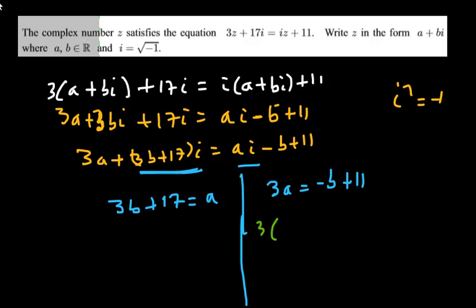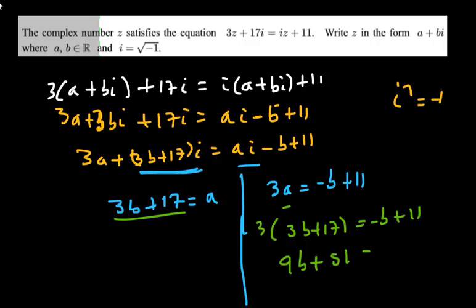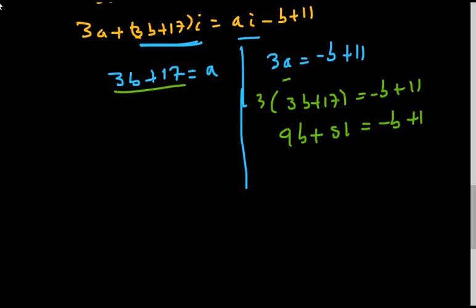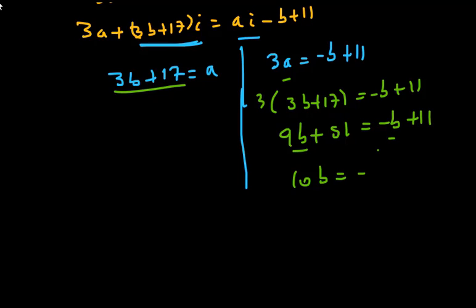So instead of this a, I'm going to substitute 3b plus 17 is equal to minus b plus 11, so that we can definitely get the value of b, which is 9b plus that goes to 51, I think, and minus b plus 11. When you combine like terms, the b becomes 10b because we add b on both sides. So subtract again 51 on both sides, so you have negative 14. If you divide by 10, the value of b becomes negative 4.